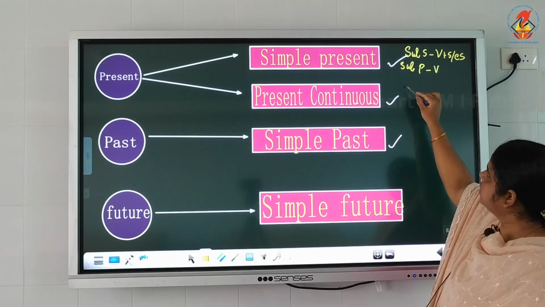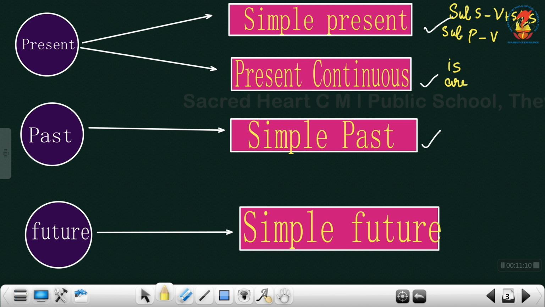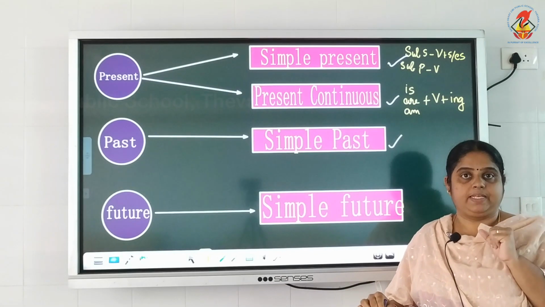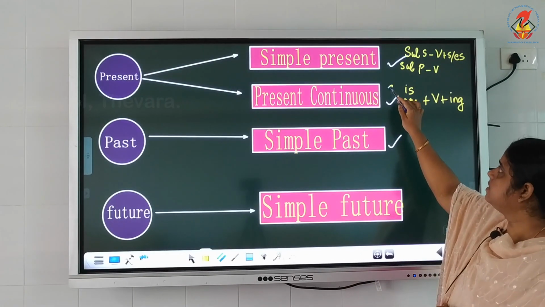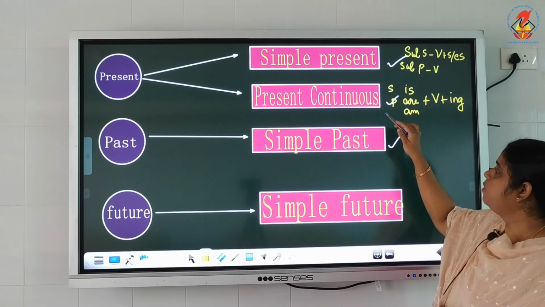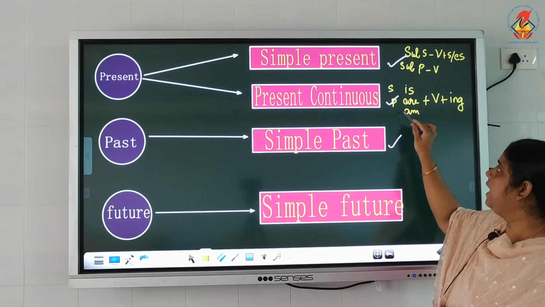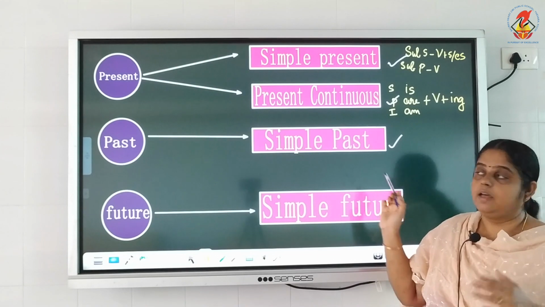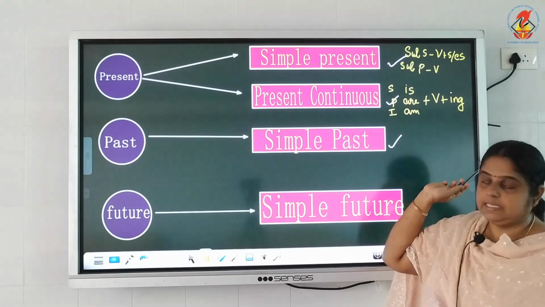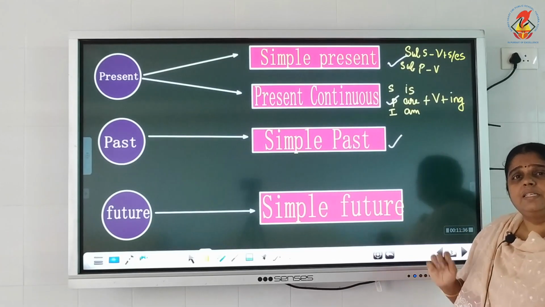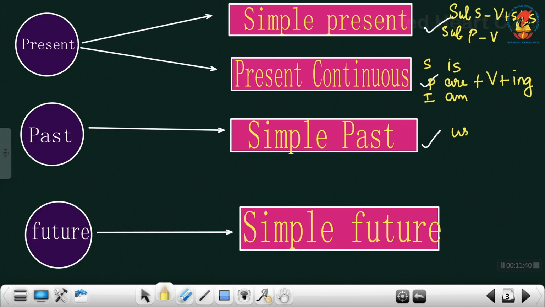And in present continuous tense, what was the format? Is, are, am plus verb plus ing. Is is used when the subject is singular. Are is used when the subject is plural, and with I we always use am. Remember, that was present continuous tense. And what was simple past tense? Simple past tense was very simple. Just use the past form of the verb.